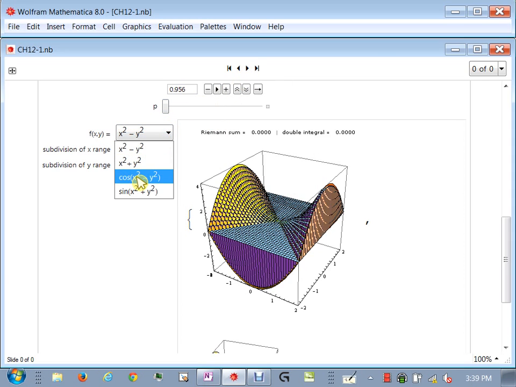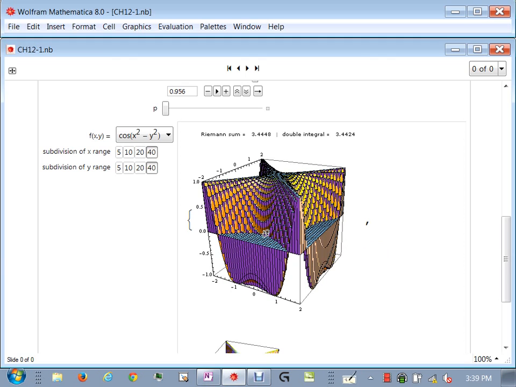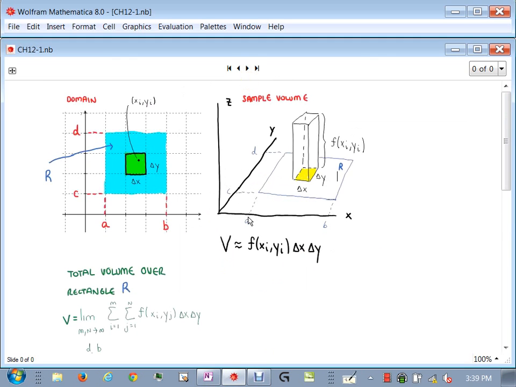See if any of these are interesting. Yeah. So you get the idea, though. We have a Riemann sum, right? So let's take a look now at how we develop the Riemann sum.